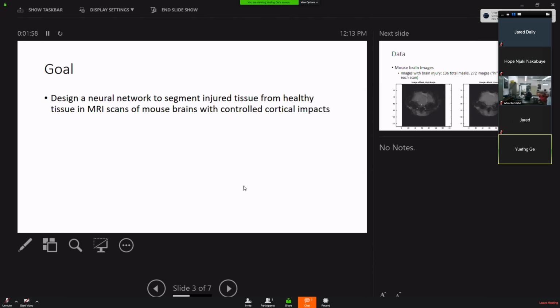Alex did have some concerns about overfitting, though. We'll get to that in a little bit. Okay, so our goal, like we said, was we just want to design a neural net to segment the injured tissue from the healthy tissue.